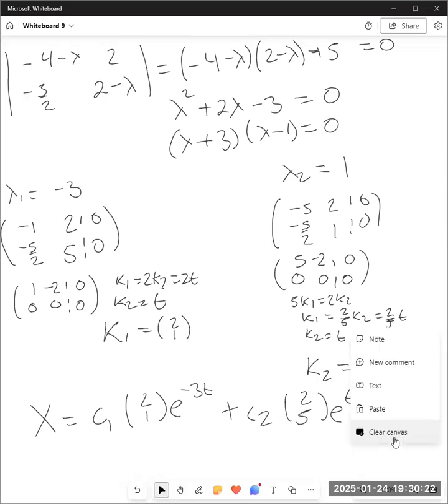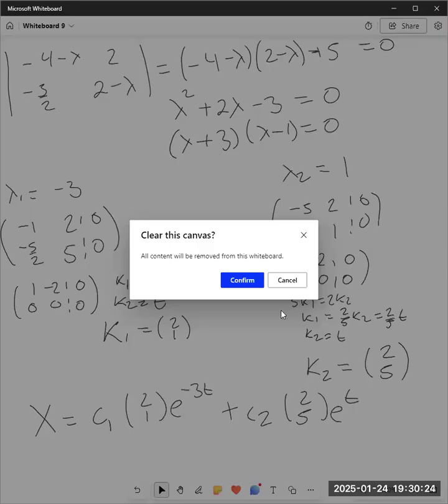Let's go ahead and look at number 5. Number 5 says x prime is equal to 10, negative 5, 8, negative 12, x. So they were nice enough to write it in matrix form for me to start off with. So let's go ahead and go for my characteristic equation here.